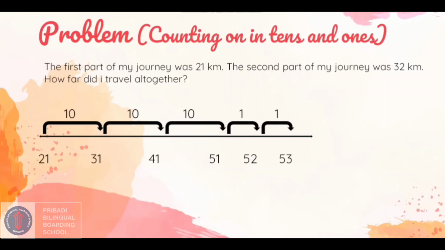So here, because we are counting on in tens and ones, you need to set it up like this. You can just use a number line here, and then put 21, because we will do 21 plus 32, right?